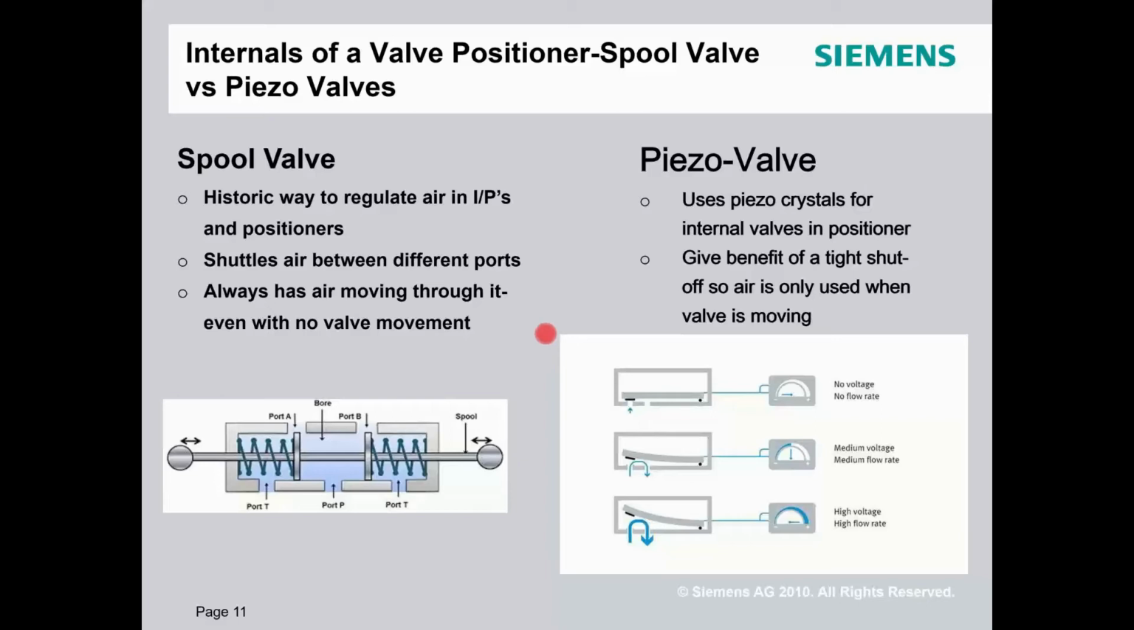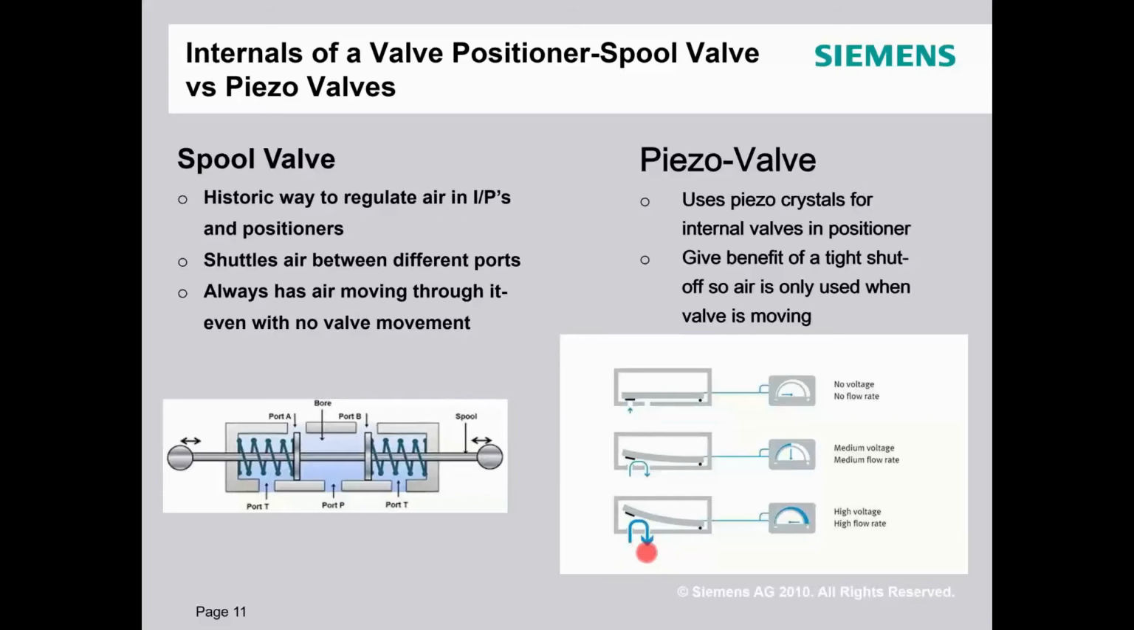Basically, it's a crystal where when you apply voltage to it, the crystal itself deforms and changes shape. So in this little illustration, it's showing my valve would be closed when I have no voltage to the piezoelectric crystal. And as I apply voltage to this piezoelectric crystal, it deforms, opening, allowing my valve to now start passing air through it. So these are used in a couple of the different Siemens smart positioners.